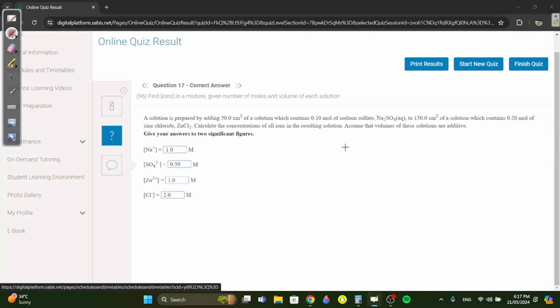The concentration of ions. A solution is prepared by adding 50 cm cube of a solution which contains Na2SO4 to 150 centimeter cube of solution containing 0.2 moles of ZnCl2. Calculate the concentration of all ions. If you remember my steps, the first step is to write your dissociation reaction, right? The second step is to calculate moles. Then you find the concentration, C equals n over V.